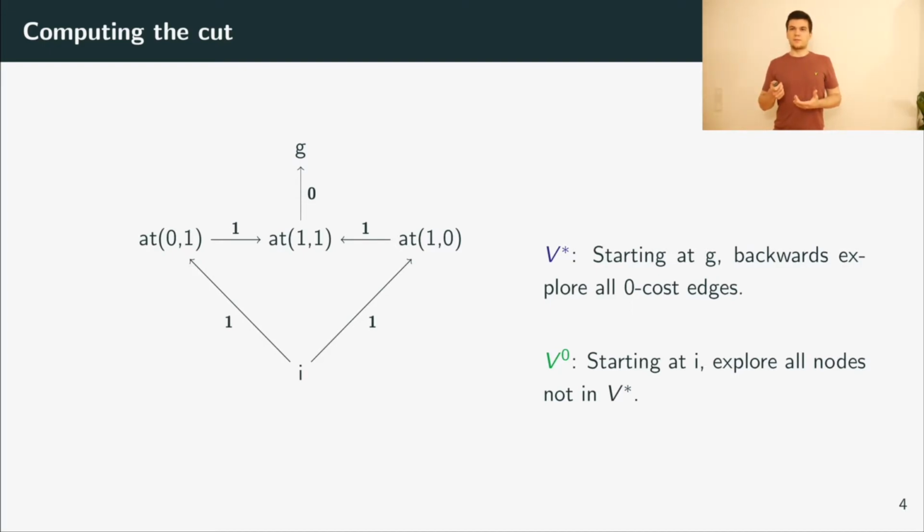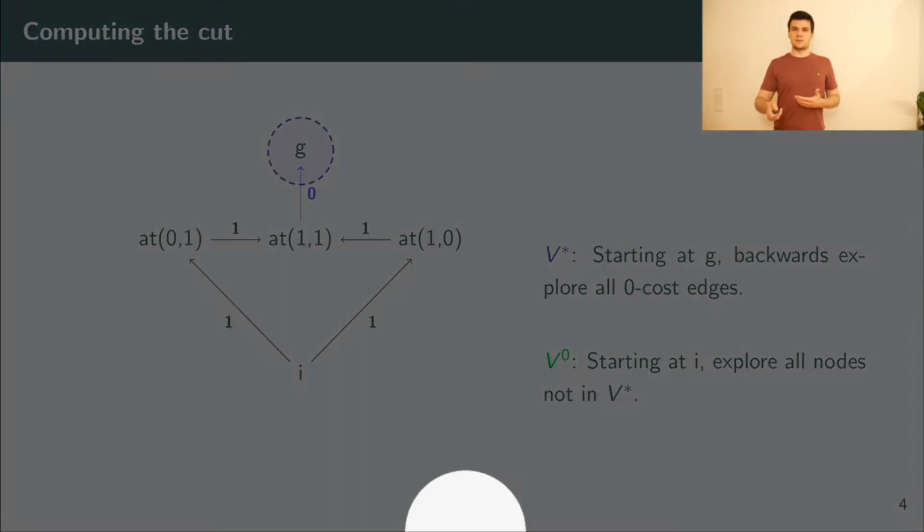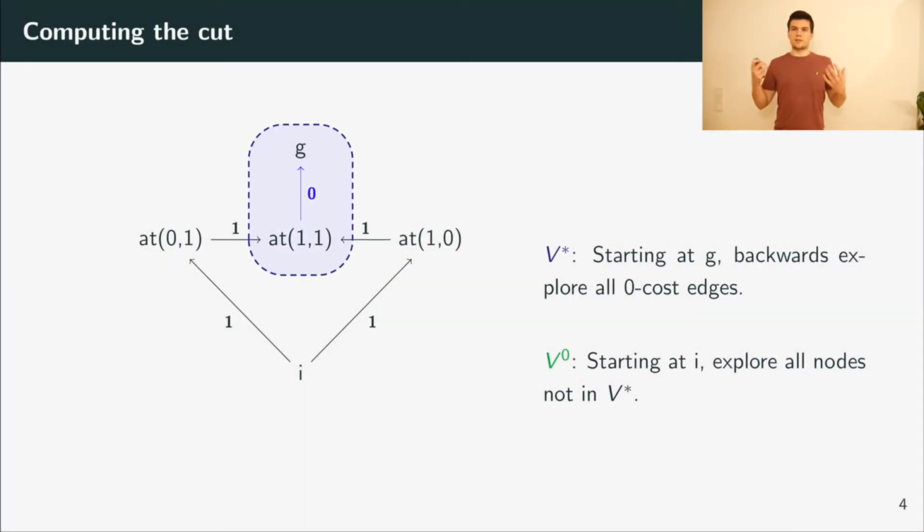The zero cost zone is determined by starting with G, then exploring all zero cost nodes backwards, for example this zero cost node. Then we also get at 1, 1, we can't explore zero cost edges anymore, so we will stop exploring.